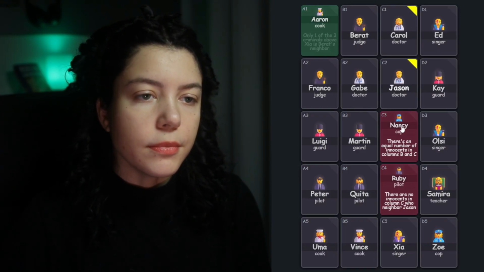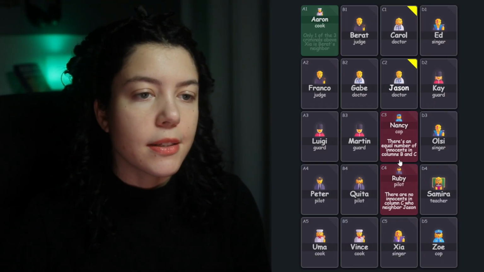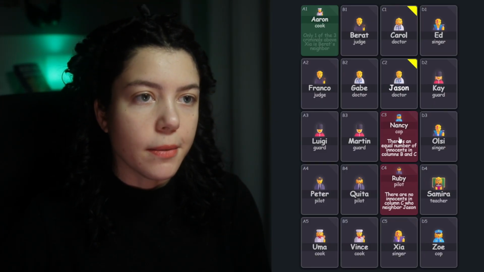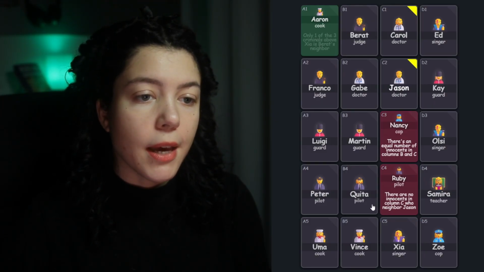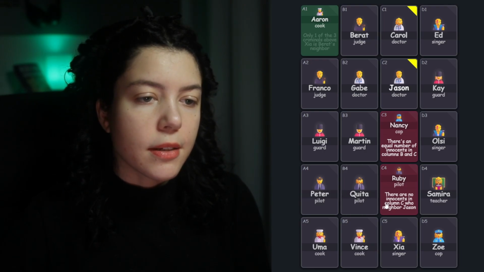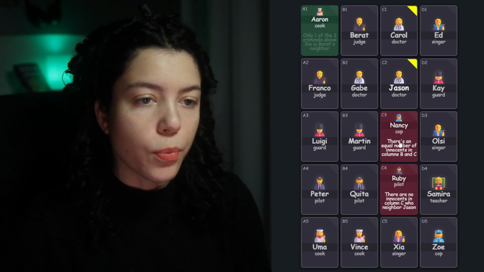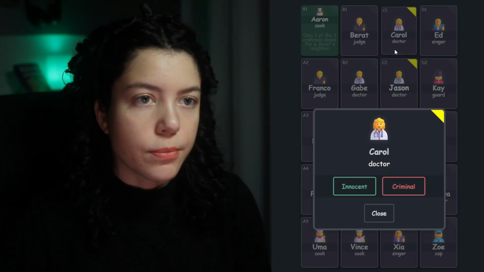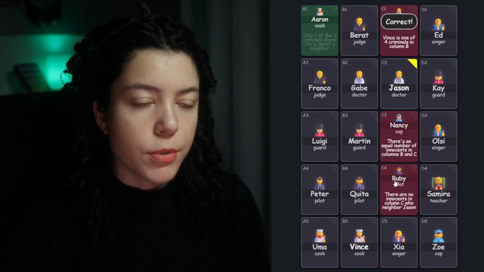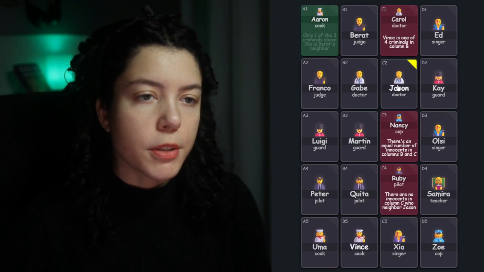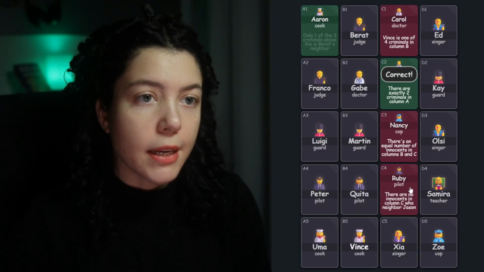Now, Nancy says there's an equal number of innocents in columns B and C. We don't know about anybody in column B yet, so let's leave that there. Ruby says there are no innocents in column C who neighbor Jason. So Jason has one person neighboring him in column C besides Nancy, who is also a criminal. So that makes Carol a criminal because we're talking about column C. And since Carol was opposites with Jason himself, that makes him an innocent.